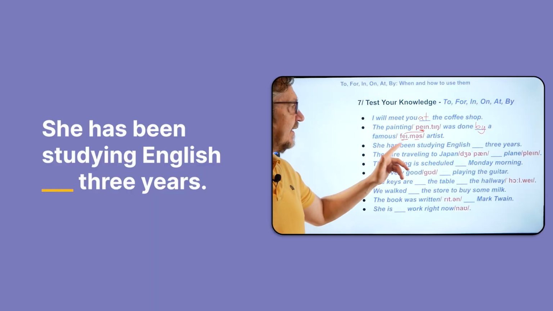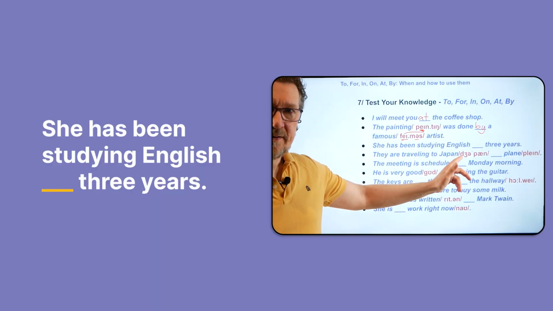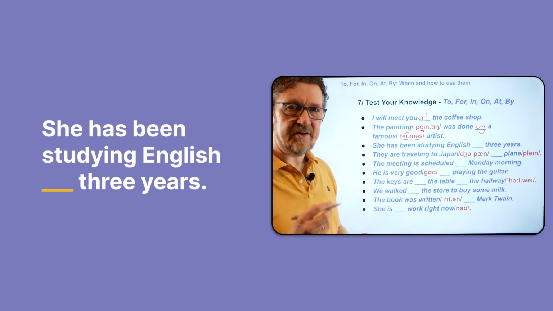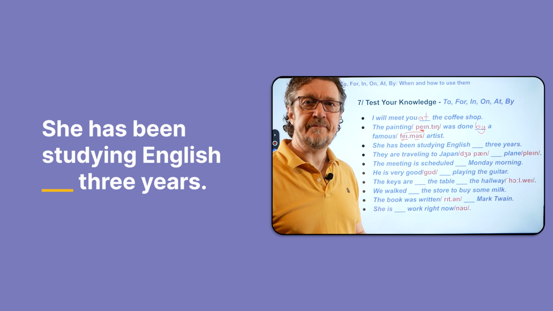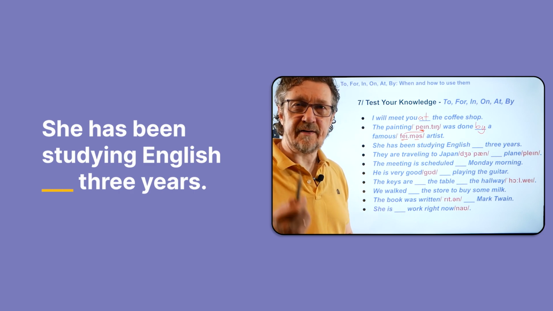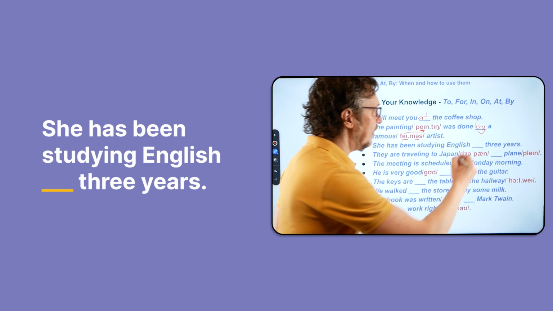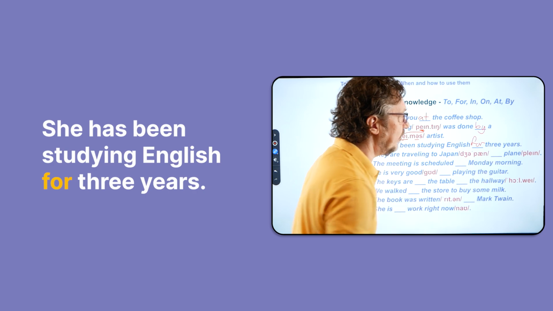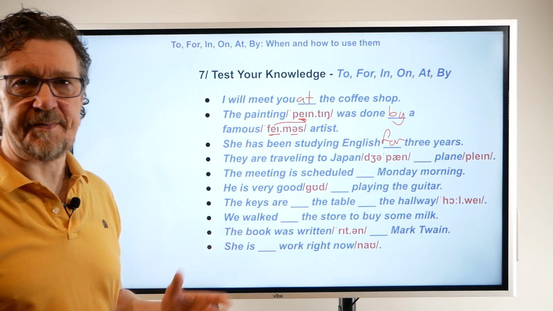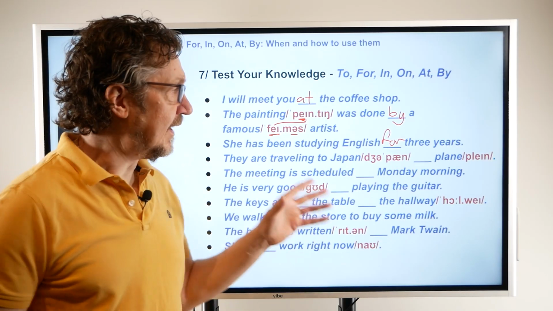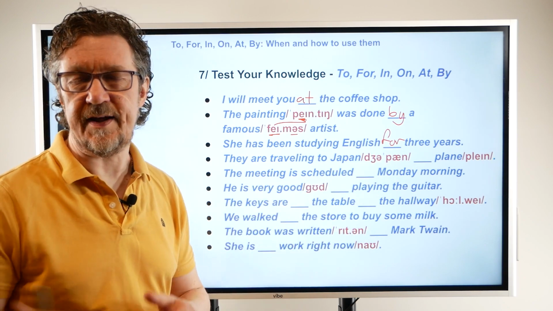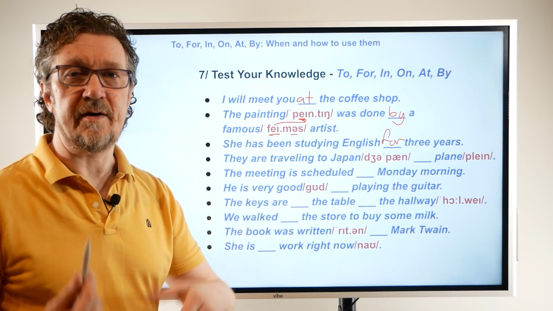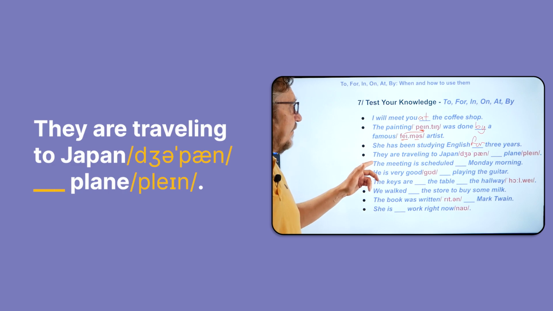Okay, she has been studying English 3 years. Now we're talking about duration, aren't we? So remember that slide? Yep, it's "for." She's been studying English for 3 years. And actually, if we say it quickly, this becomes "for 3 years," if you want to work on that fast speech. All right, let's have a look at the next one.